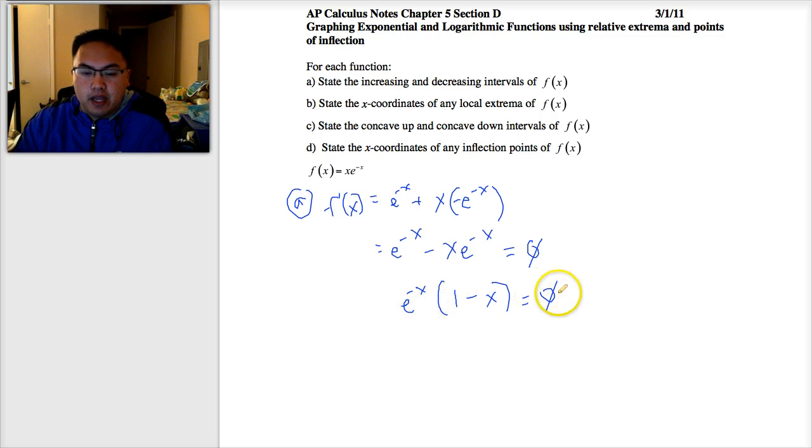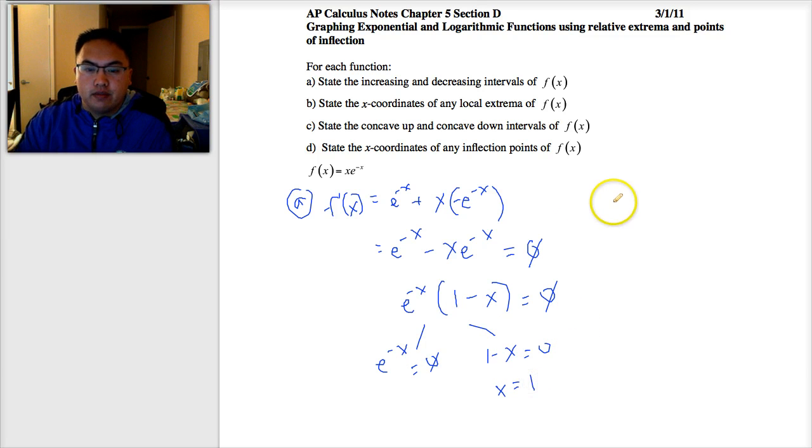Now, if two things multiply to equal 0, one of these has to equal 0, so either e to the negative x equals 0, or 1 minus x equals 0. One of these has to equal 0. You could check on a calculator, you could graph this, but you'll notice that e to the negative x never equals 0. So there's no answer here. And 1 minus x equals 0, the answer here is 1.